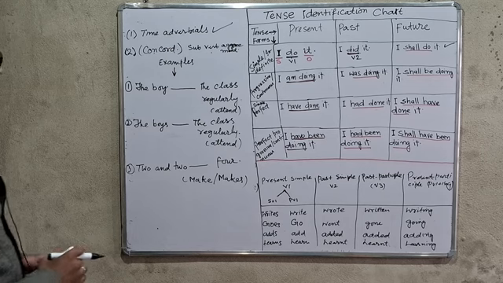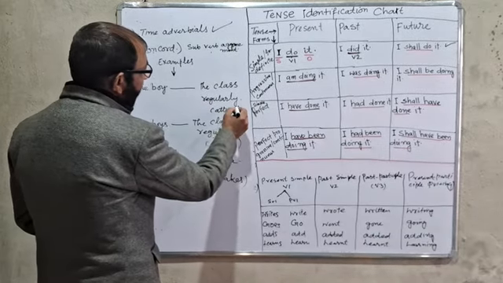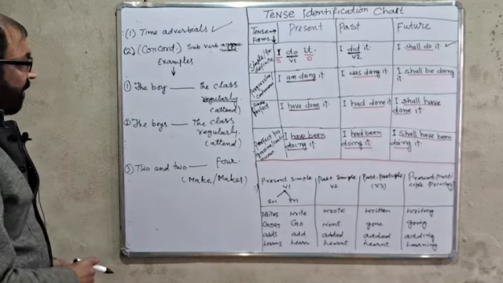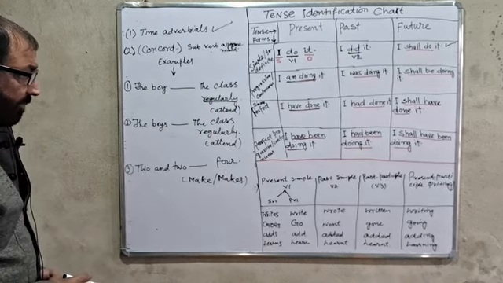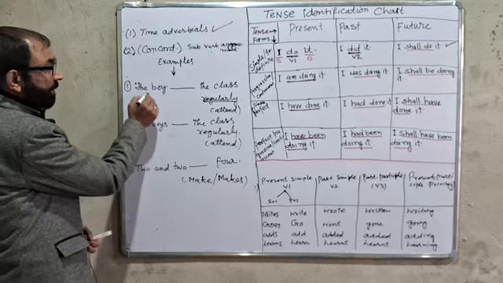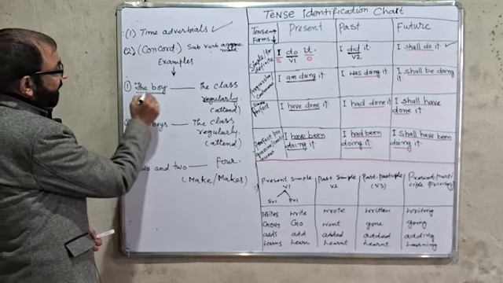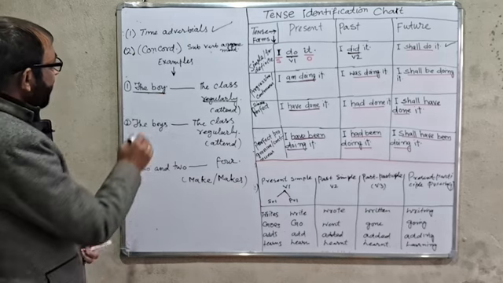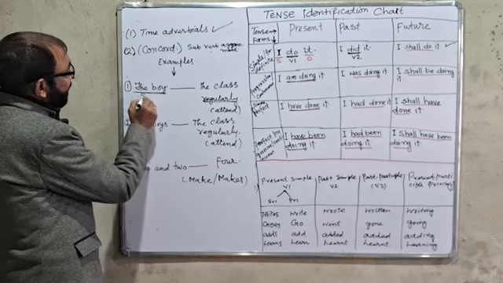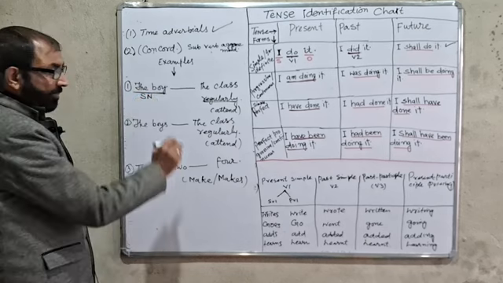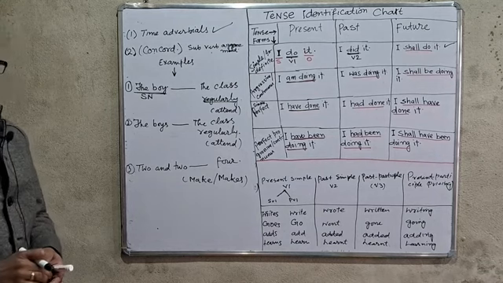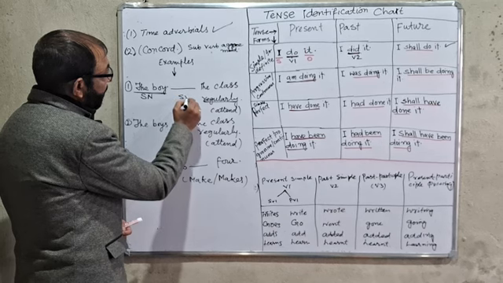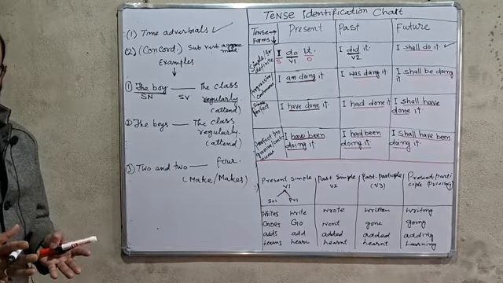The boy dash the class regularly. Attend. Here again, this word regularly tells us that we should use present simple form. But which form, singular or plural, depends upon the subject. Here we have to concentrate upon the subject word. The subject word is the boy. It means it is a singular subject, a singular noun, SN. When your subject is a singular noun, your verb must be a singular verb. That is called like for like.